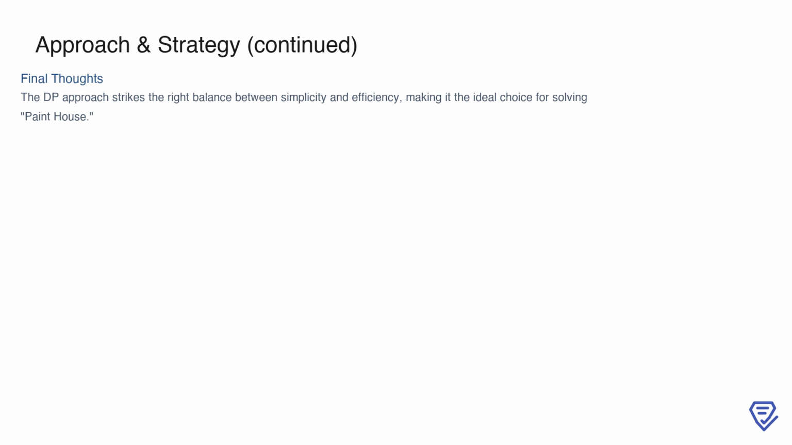By avoiding redundant calculations and focusing on solving each subproblem just once, we achieve a significant reduction in both time and space complexity. This makes it perfectly suited for the paint house problem, even for large input sizes. With its linear time complexity and minimal space usage, the DP solution is not only optimal but also elegant.